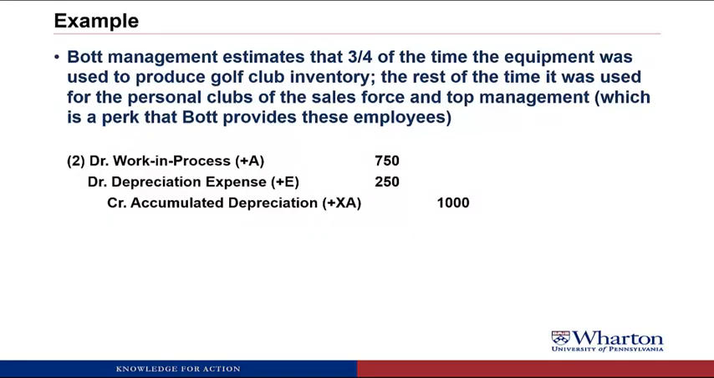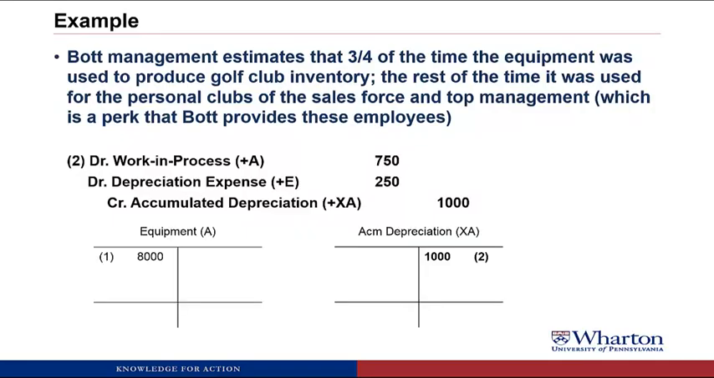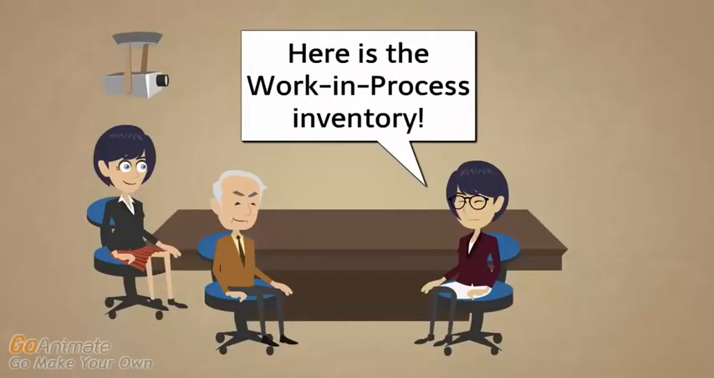Then we debit depreciation expense for $250. This is going to be the depreciation expense for the clubs of the sales force and top management. Their costs are under SG&A, selling general administrative expense. It's a period cost, so we go ahead and expense it right away. We'll bring up the equipment T account, nothing happened. We'll also bring up an accumulated depreciation T account and show that we have a credit due to this journal entry. I'm not going to bring up a work in process or depreciation expense T account because we're not tracking those in this example. Here is the work in process inventory.